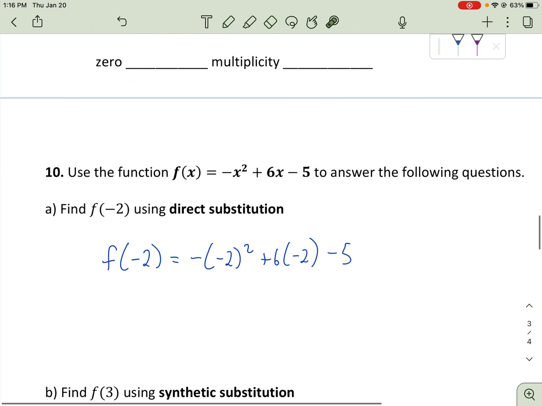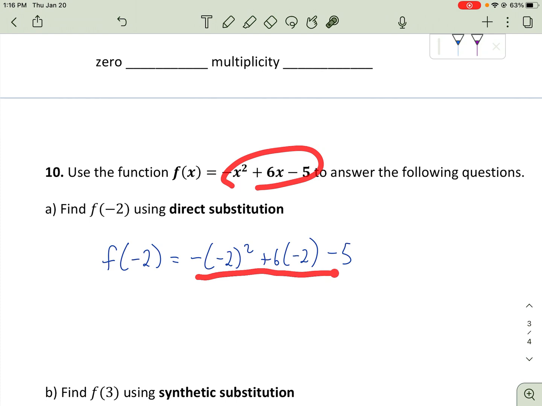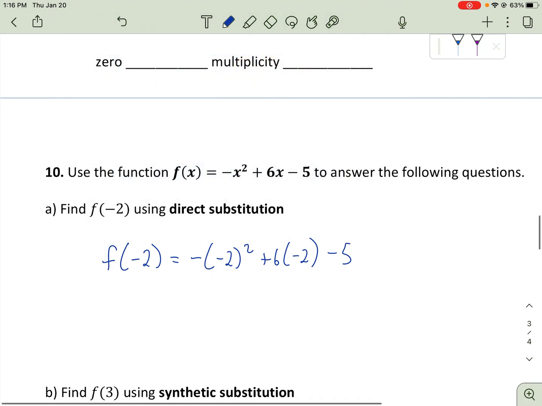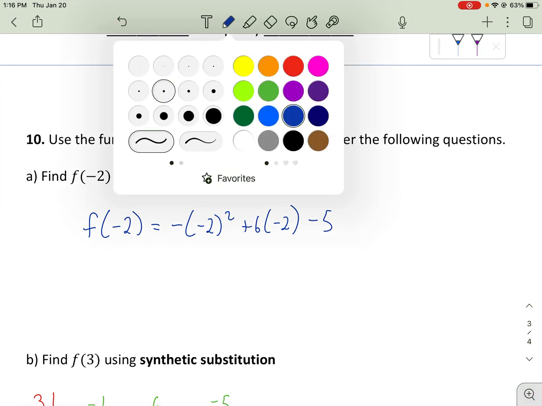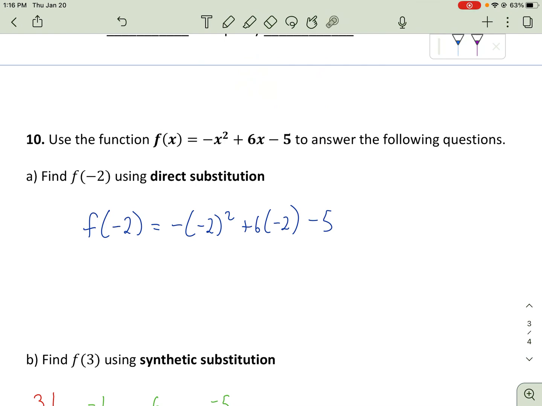All right, direct substitution, evaluating f of negative 2. That just means plug in negative 2 up here. I've shown my work. I did not write the answer, though. So you plug in negative 2 everywhere. And then this one is negative 2 squared, which is 4. But then you have another negative in front. So that actually comes out to be negative 4 minus 12, because 6 times negative 2, and then minus 5. So that should get us negative 21 when x is negative 2.